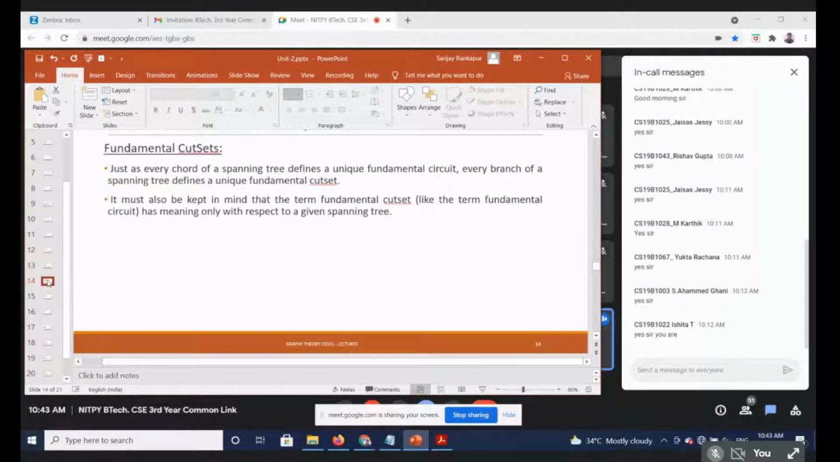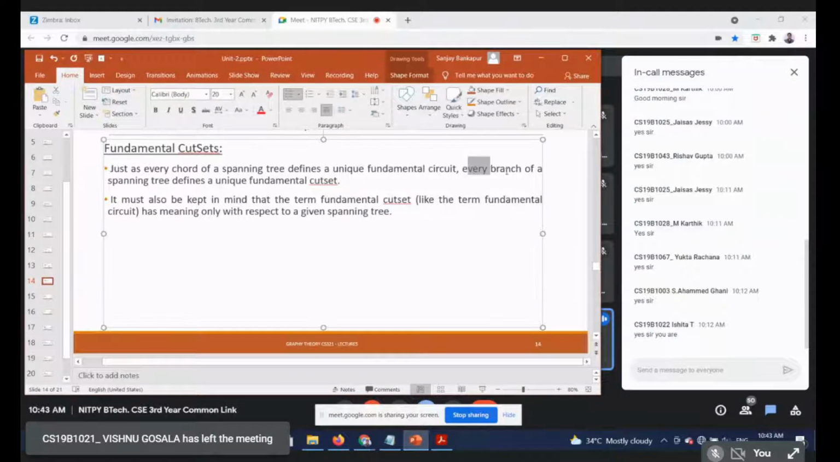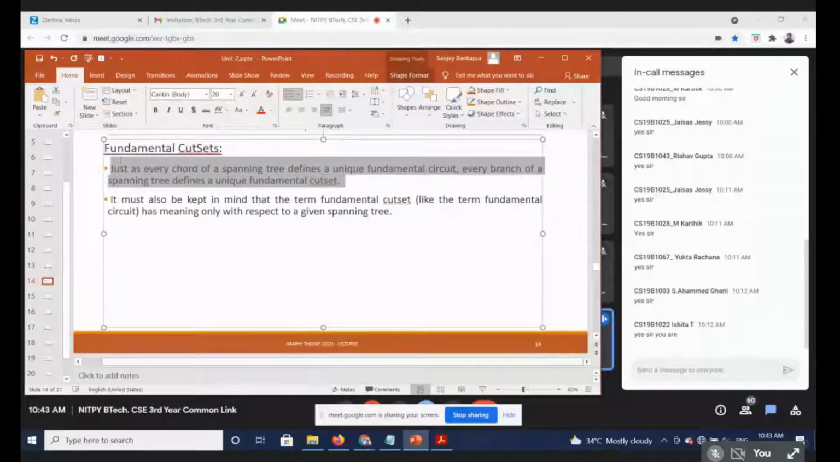I will go to the next slide. Maybe it says the same. Every chord of a spanning tree defines a unique fundamental circuit. Every branch of a spanning tree defines a unique fundamental cut set. That is one quick comparison, showing how the two concepts go in parallel.